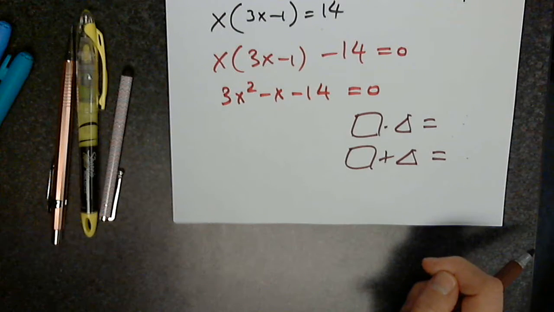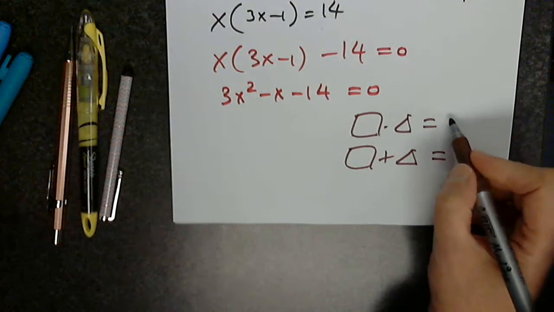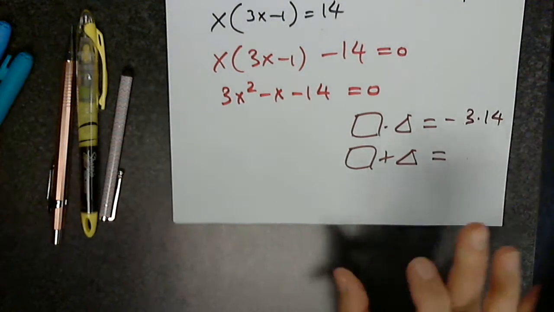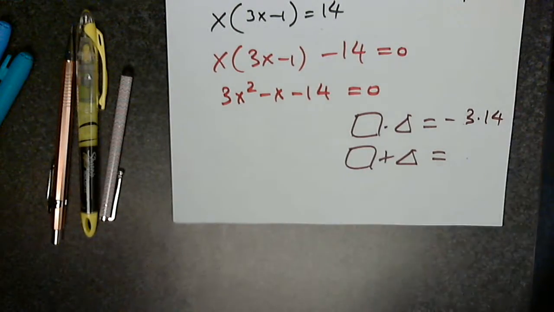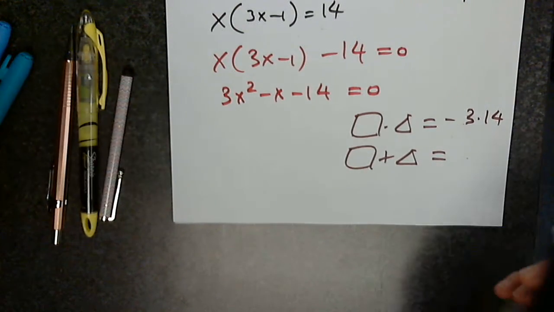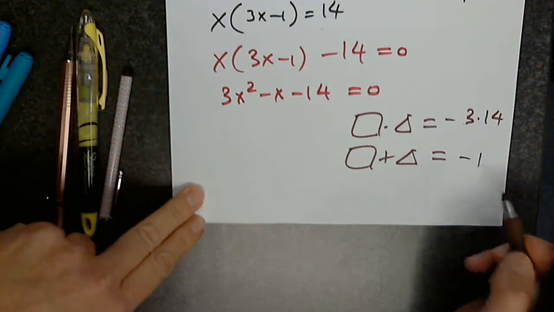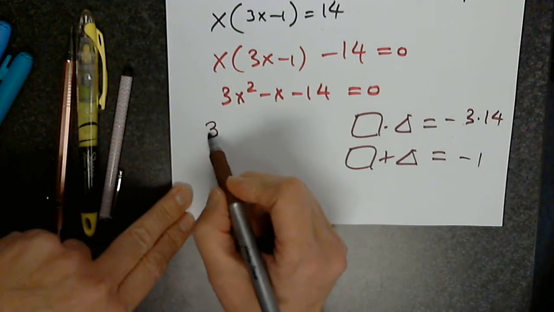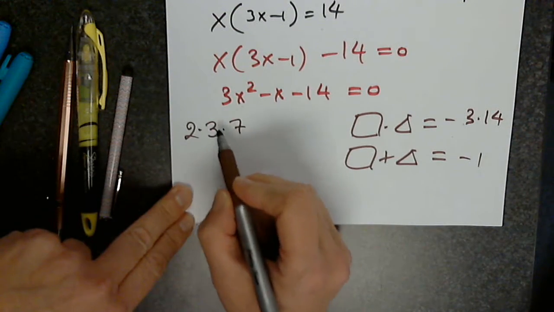Product: 3 times negative 14. That's good. That's how you should keep it. You don't need a big number. Okay? And sum, negative 1. So 3 and 14. 3, 2, and 7.